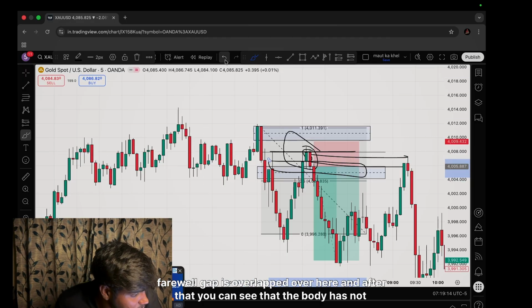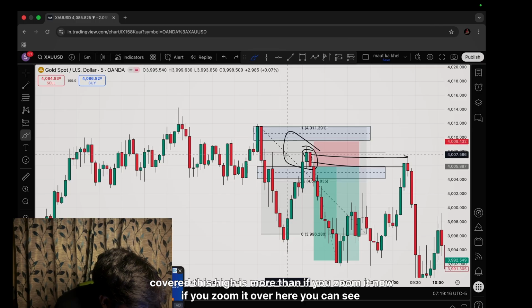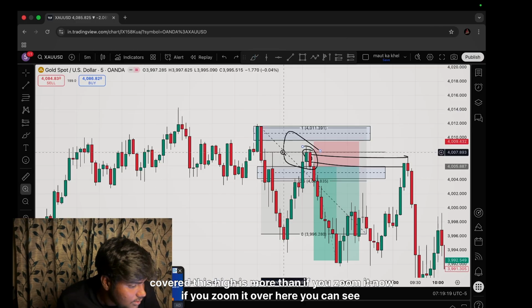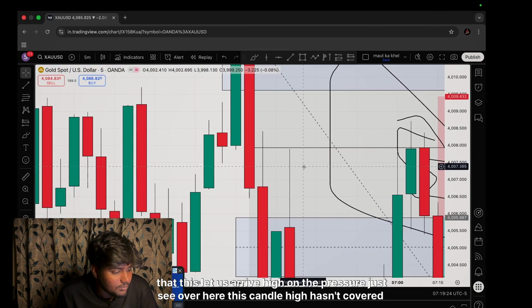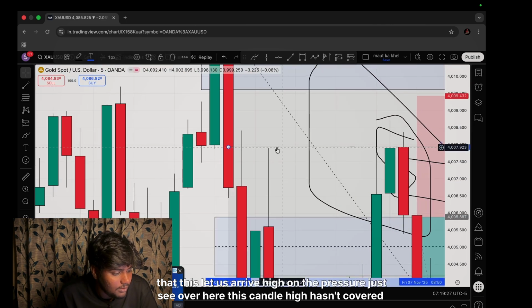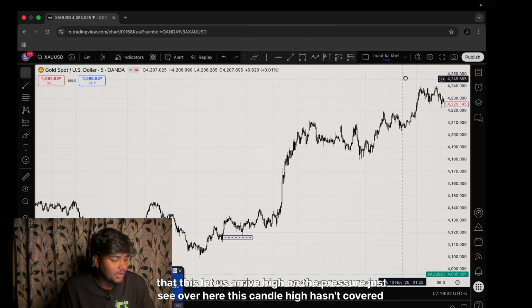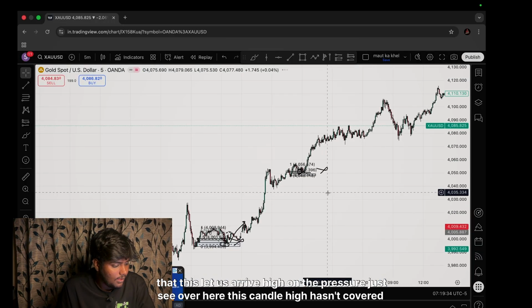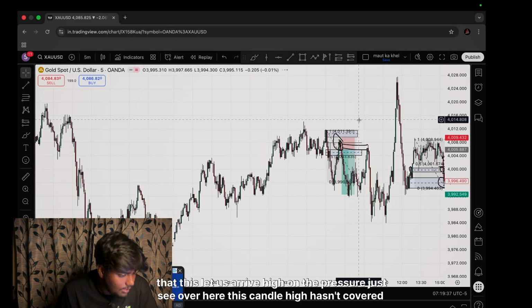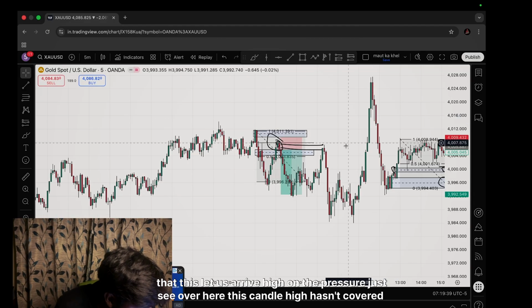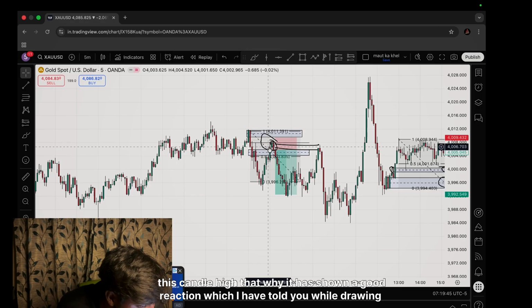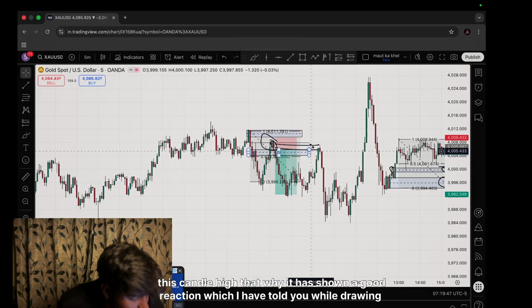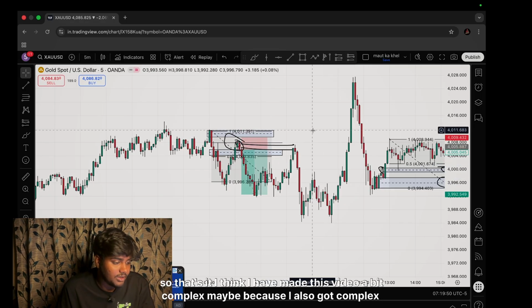And after that, you can see that the body has not covered this high. If you zoom in over here, you can see that this... wait, it got refreshed. If you see over here, this candle's high hasn't covered this candle's high. That's why it has shown a good reaction, which I told you about while drawing.